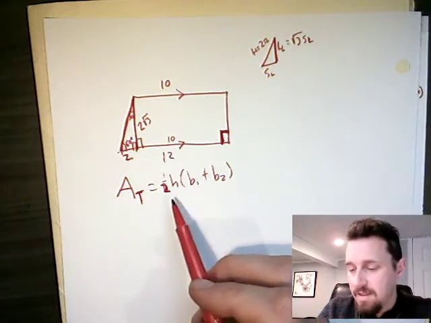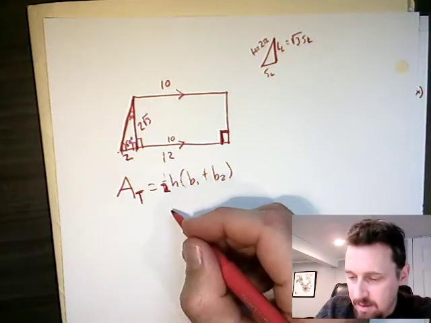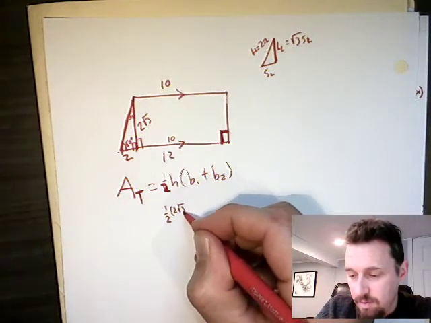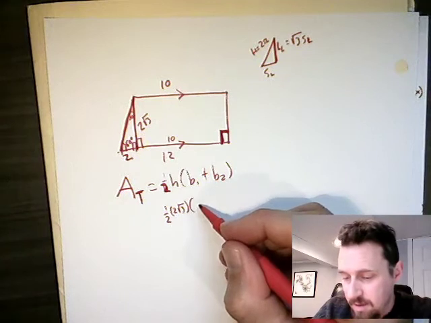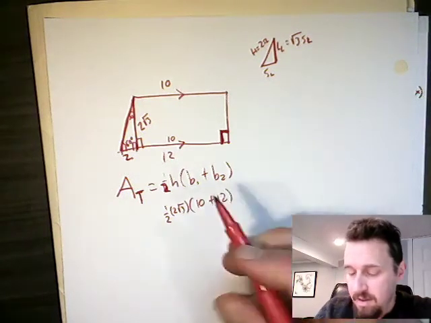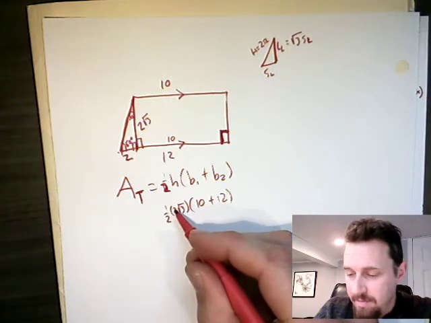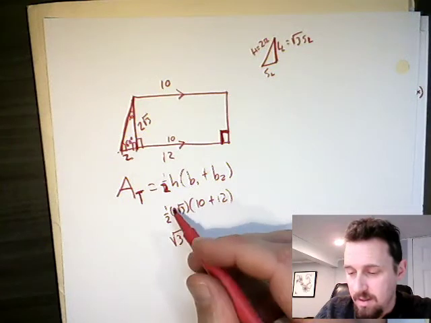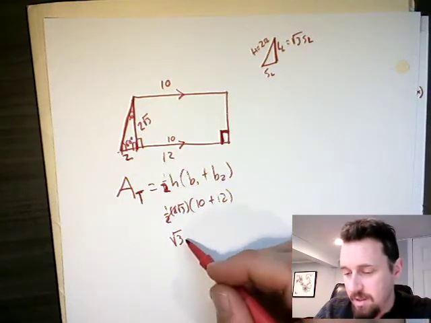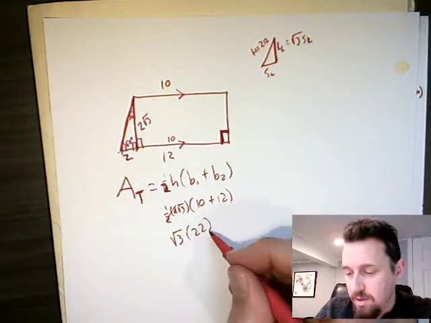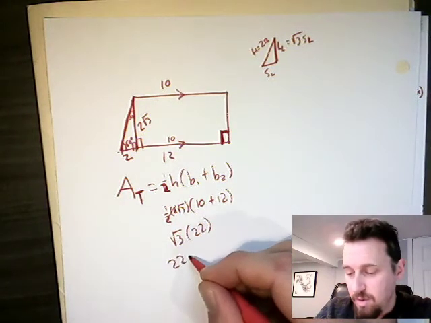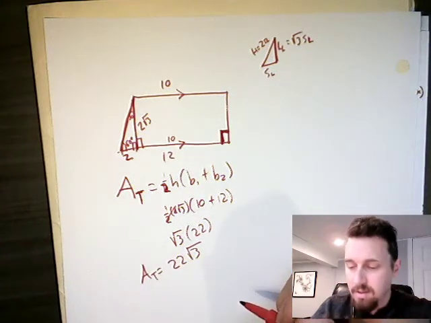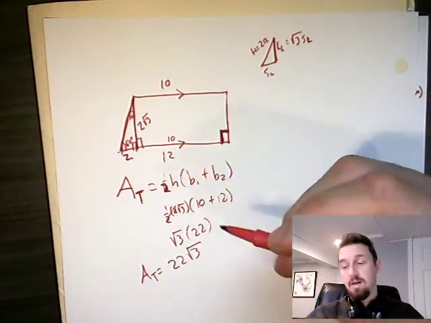So in this case, our area is 1/2 times 2 times the square root of 3 times 10 plus 12. In other words, 1/2 times 2 times the square root of 3 is just the square root of 3, because the 2 and the 1/2 cancel each other out, and 10 plus 12 is 22, and we usually write it the other way, so 22 square root of 3 would be the area of this trapezoid. So watch out for tricks.